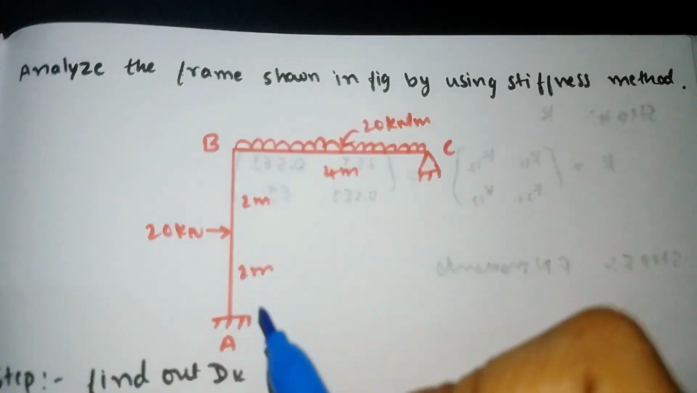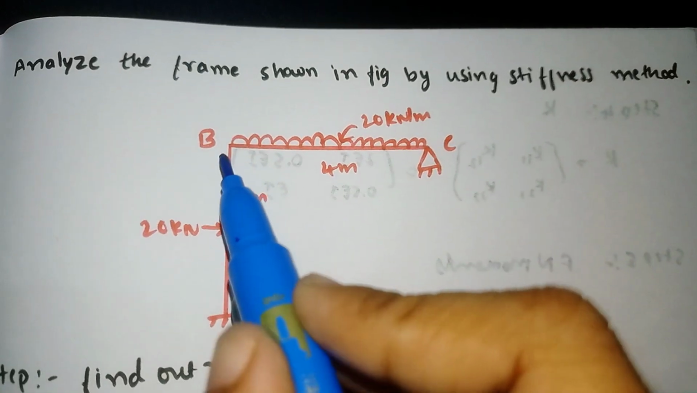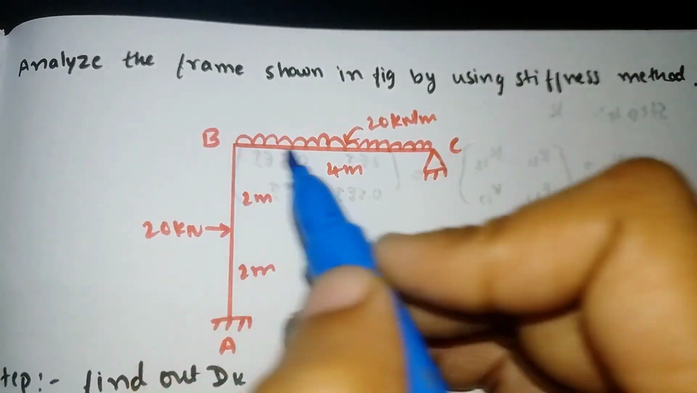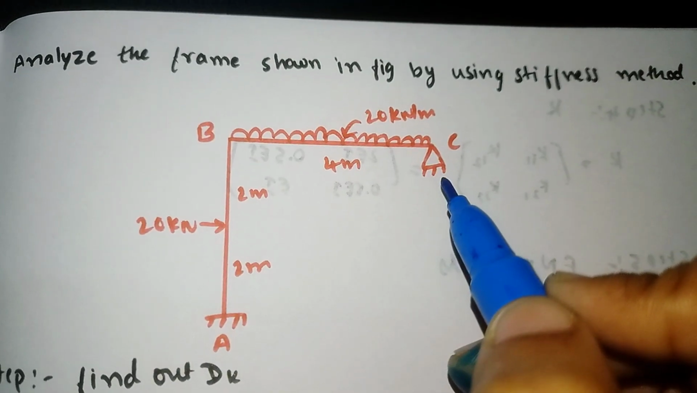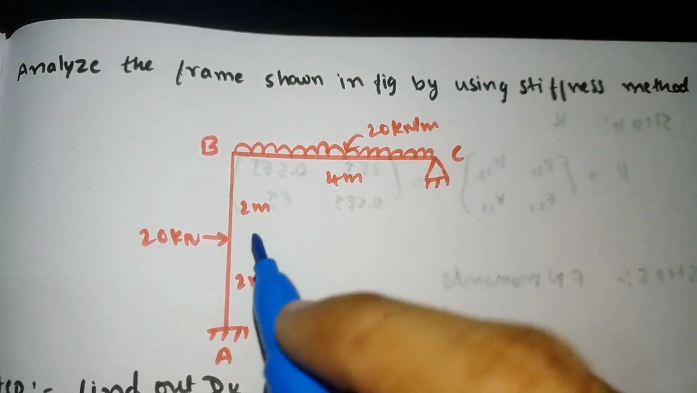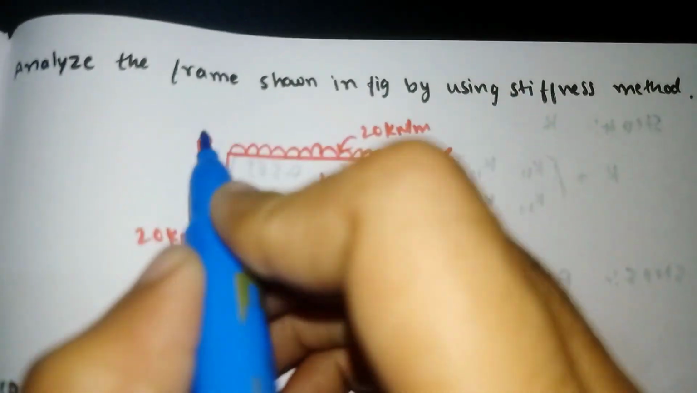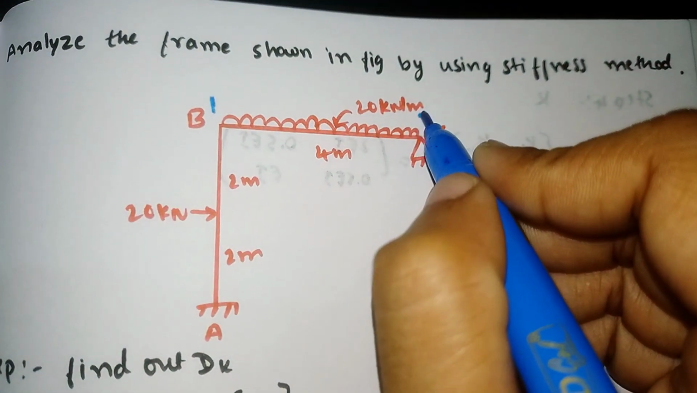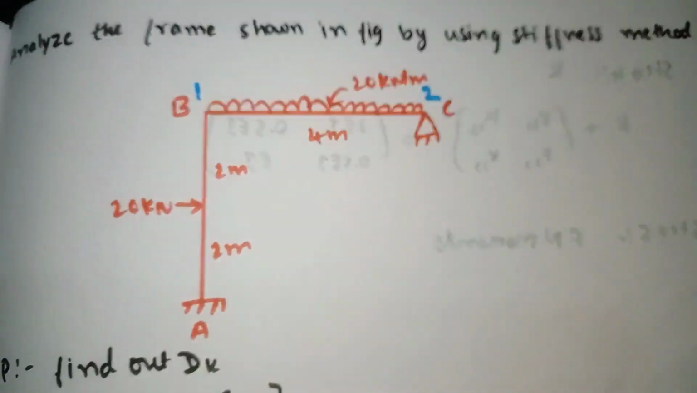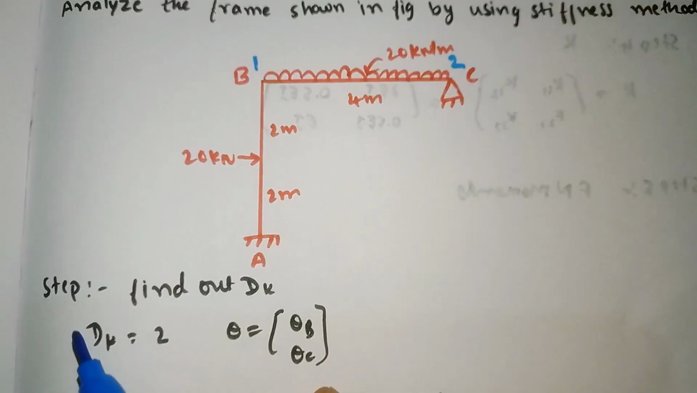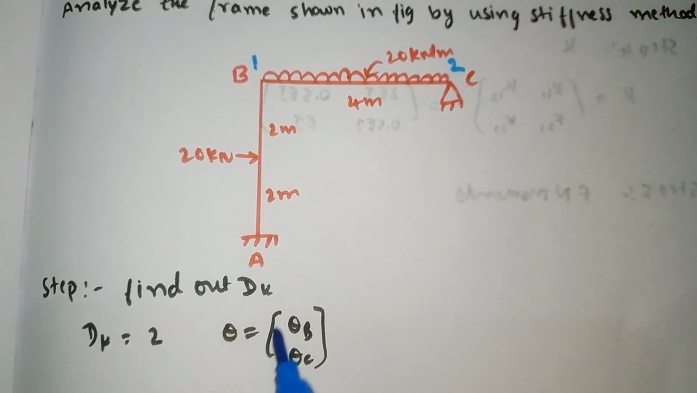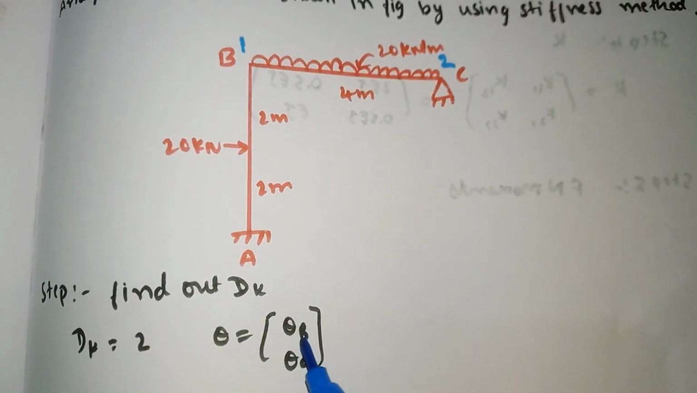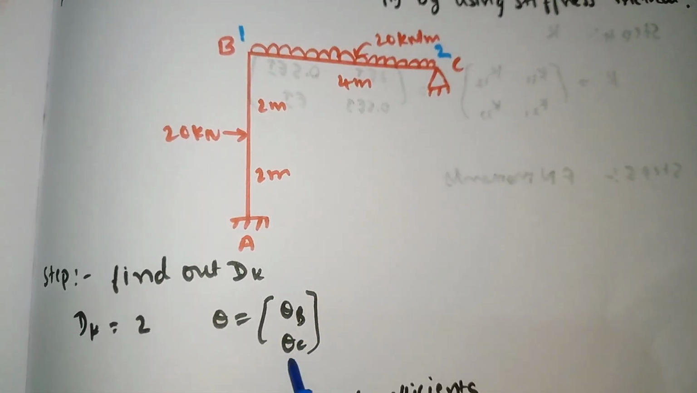So here, at the fixed end A, DK is 0. At this point B, our degree of DK is 1, and at this support C, our DK value is 1. Call it coordinate number 1, and this is coordinate number 2. This is our first step. So in step number 1, our DK is 2, so call it at point B theta B, and at point C it is theta C.